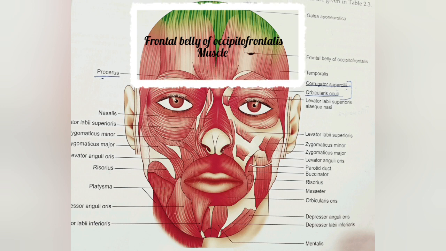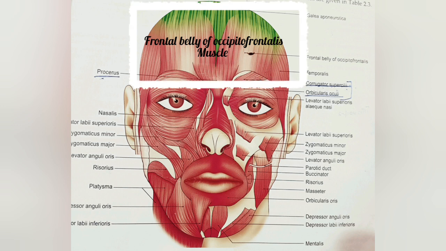So this occipitofrontalis muscle has two bellies: the first is the occipital belly, that is the occipitalis, the posterior part of the skull, and the frontal or the frontalis belly. These both muscles are inserted into the epicranial aponeurosis. So the third layer which we have to discuss is the epicranial aponeurosis. So these both muscles are inserted into the epicranial aponeurosis layer.